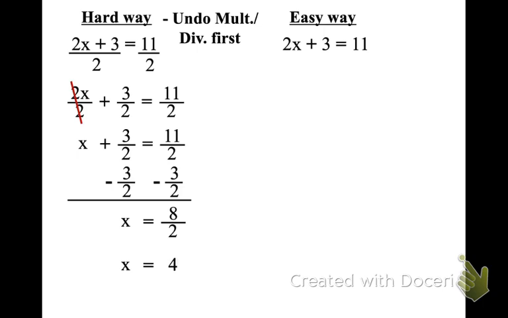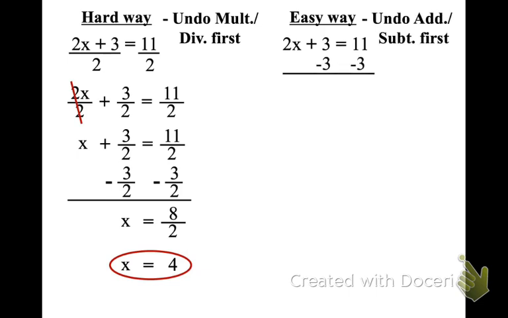Now, if we undo our addition and subtraction, what's the opposite of plus 3? Plus 3 would be subtracting 3. So I'm going to subtract 3 on both sides of the equation. Right? That's undoing the addition. And now I'm left with 2x equals 8. Divide both sides by 2.